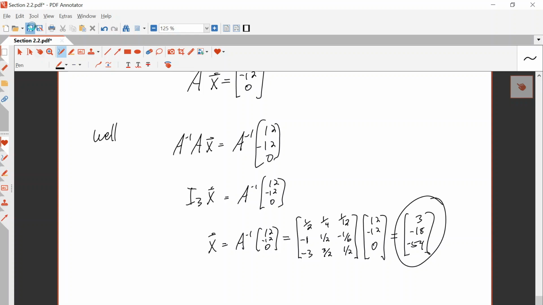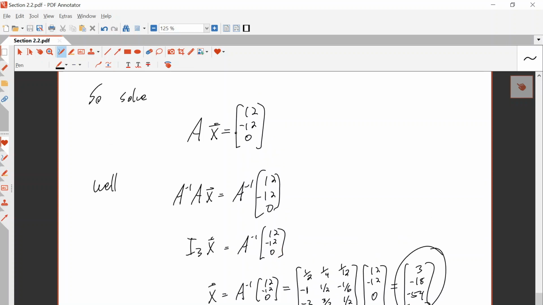So once you have that inverse matrix, you can solve equations of this sort. Okay, that's it for our lecture on this section.